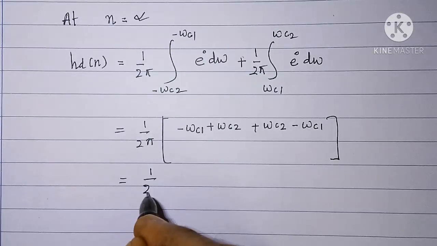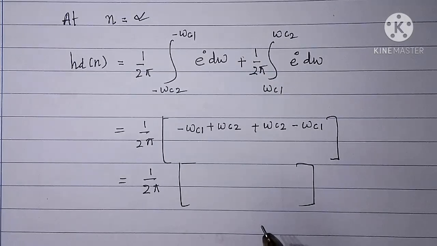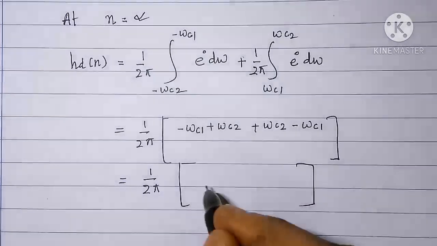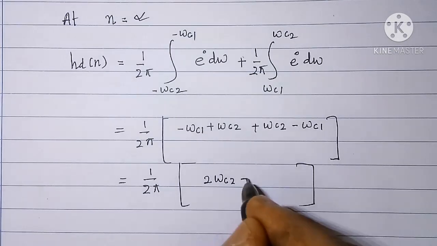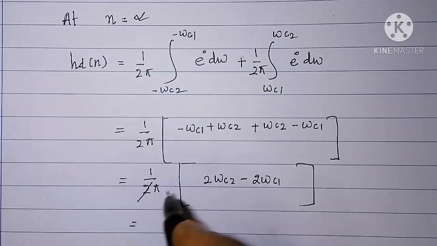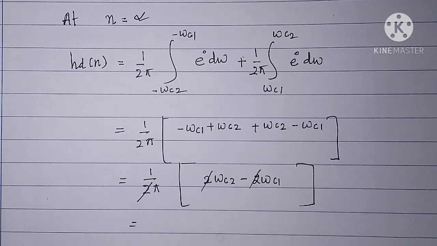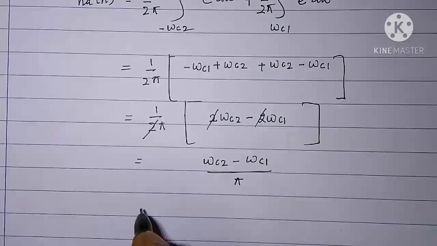That is equal to 1 by 2 pi, to omega c2 minus 2 omega c1. If we take 2 common outside, 2 and these 2's will cancel. So omega c2 minus omega c1 by pi we will get.